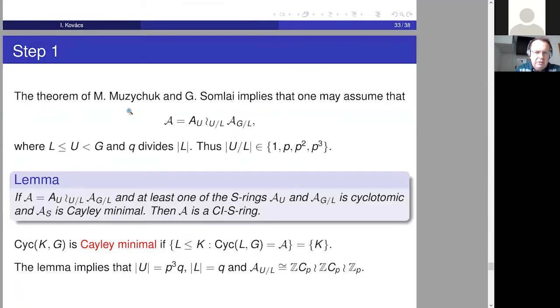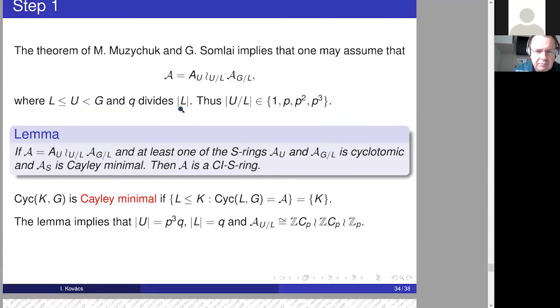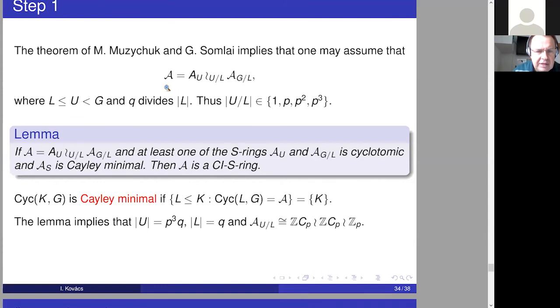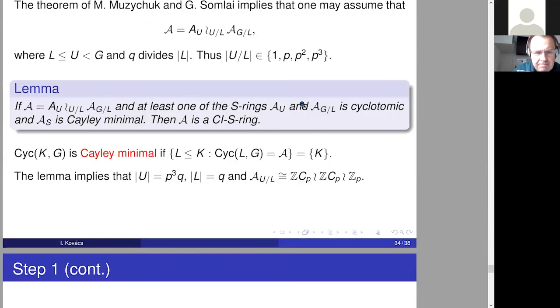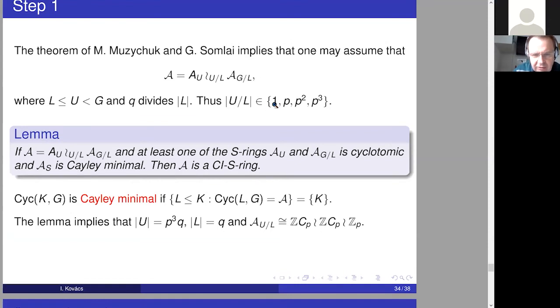So as I told you, with the result of Muzychuk and Somlai, we can assume that the group is a generalized wreath product. Now you have that the order of L is divisible by q, and U is proper, so you have this possibility for the order of the sections. And then we would like to exclude the case where 1, p and p squared happens. One is the wreath product, which we know is CI, and for p and p squared, we use the small lemma.